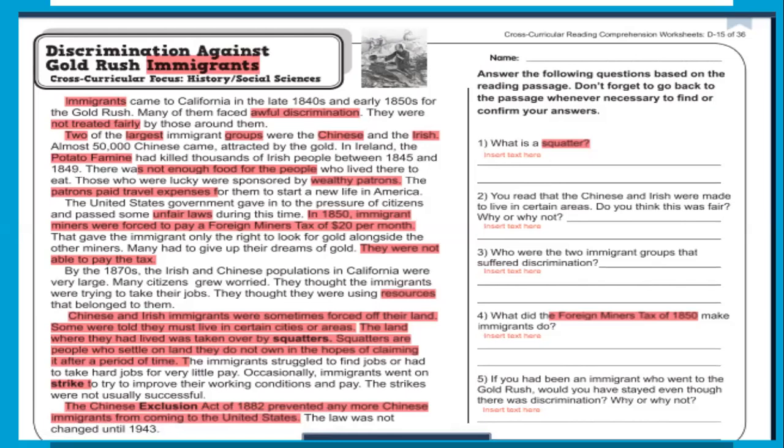The Chinese Exclusion Act of 1882 prevented any more Chinese immigrants from coming to the United States. The law was not changed until 1943. That is a long time.